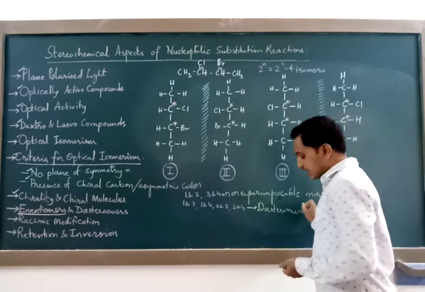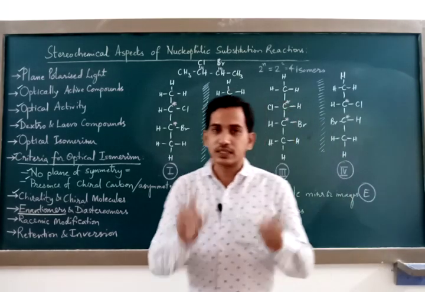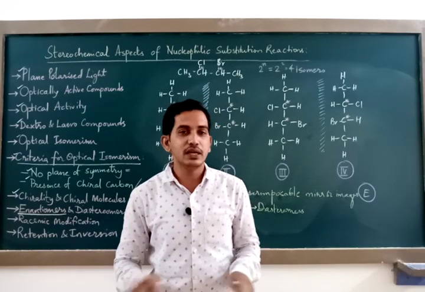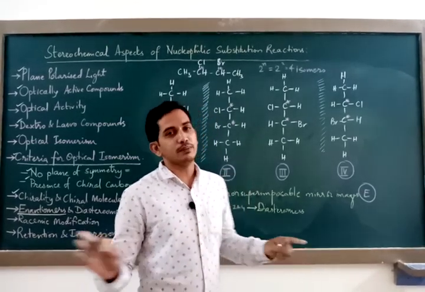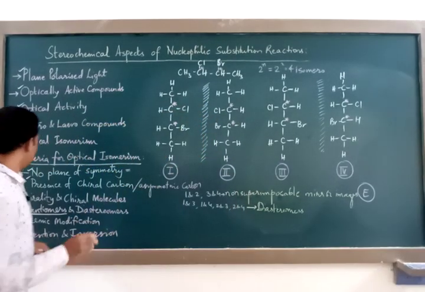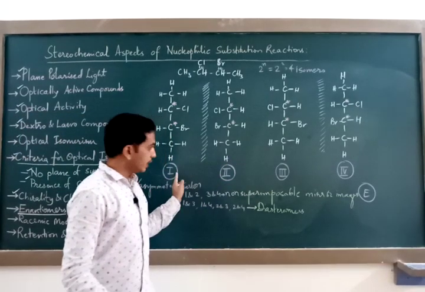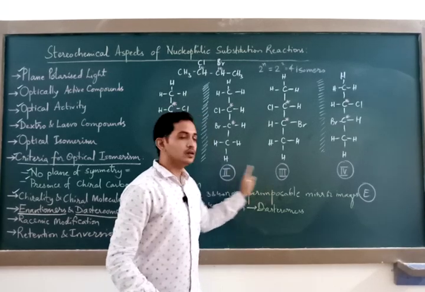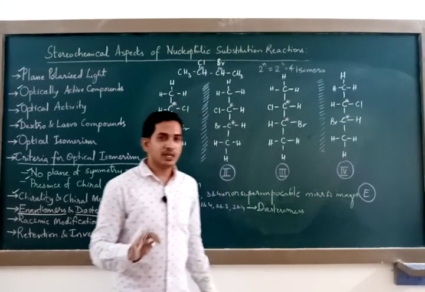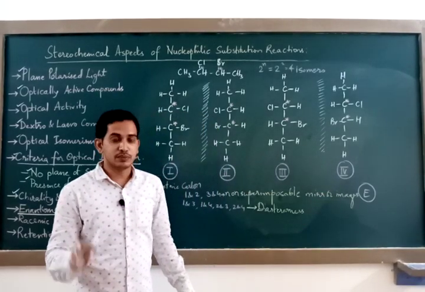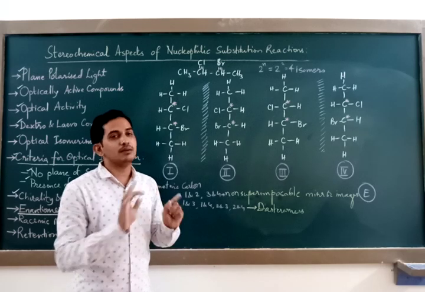Diastereomers. Diastereomers are the isomers of the same compound, but they are not mirror images. They are not superimposable. Understood? Diastereomers are 1 and 3, 1 and 4, 2 and 3, 2 and 4. They are not mirror images. They are not superimposable, but they are isomers of the same compound.